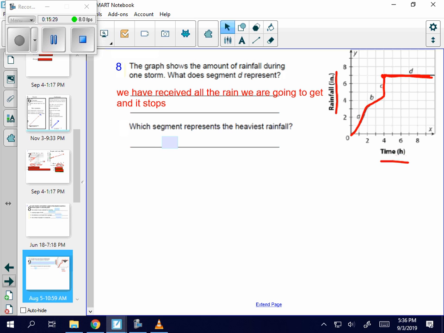Which segment has the heaviest rain? Well, do you agree that, yeah, we're increasing, ooh, but now we're increasing less? And this is where we increase the most, and that is the area indicated by C. If I erase, you can see it better. That's coming down like crazy.